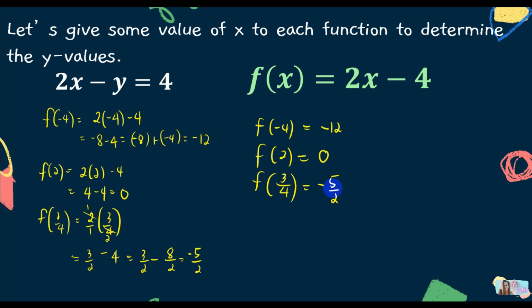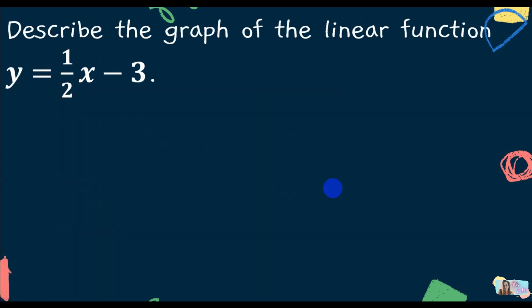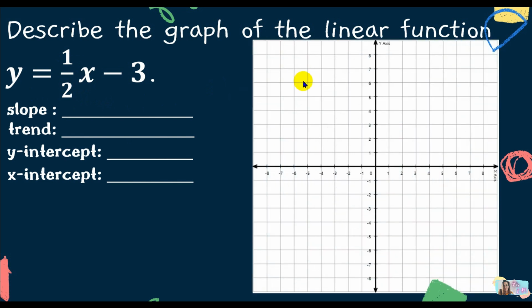Okay, so next we have here, describe the graph of the linear function. Okay, so we have here y is equal to 1/2 x minus 3. How are we going to describe the graph? So, ito po yung ating graph dito. Again, this is a slope-intercept form, and when we say y is equal to 1/2 x minus 3, that means we have here f of x is equal to 1/2 x minus 3. And same po siya kagaya kung paano tayo nag-graph ng linear equation before.